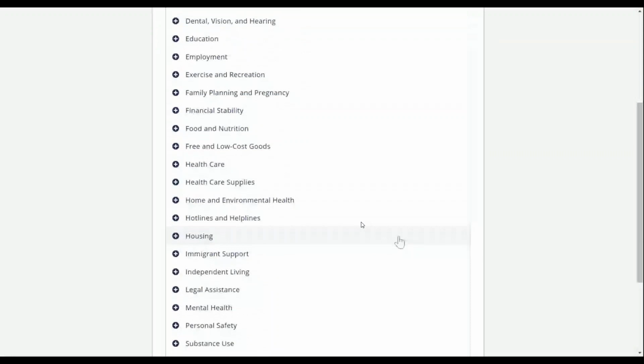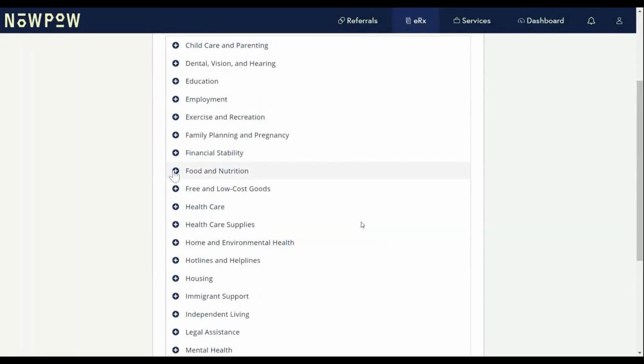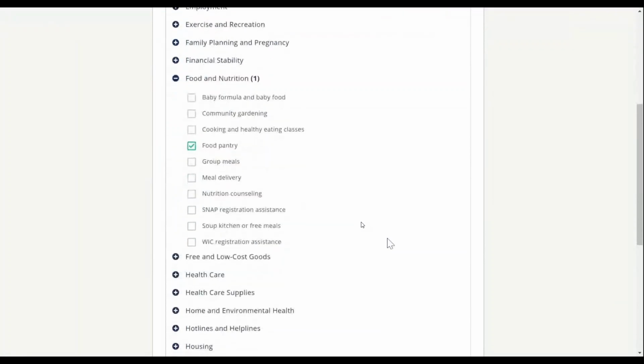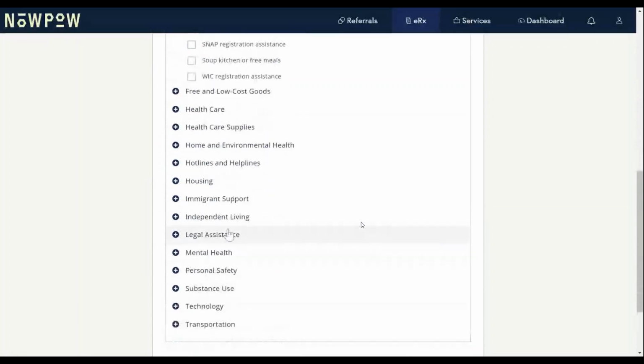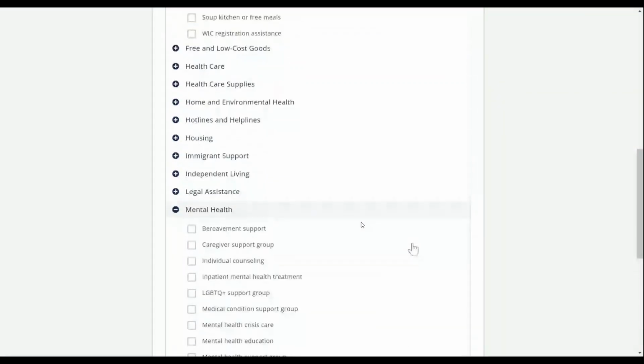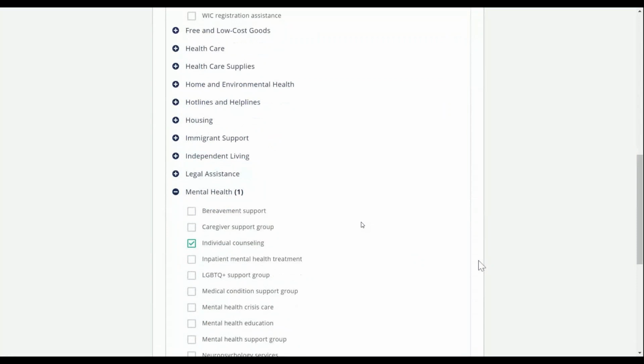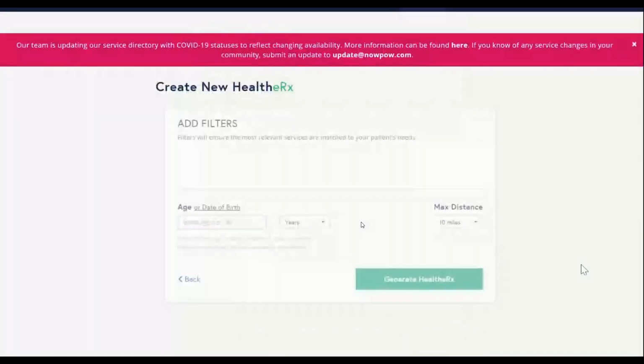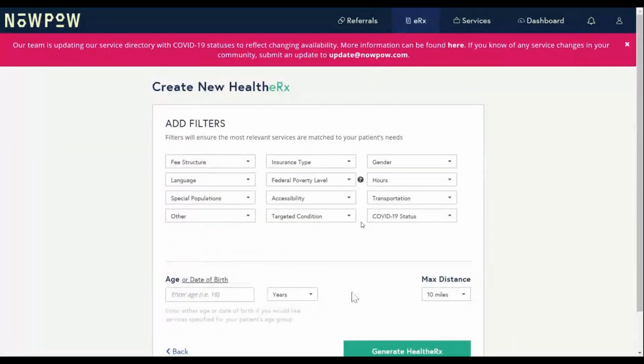So for example, let's say that we know that this patient has food insecurity. You can go under food and nutrition and you could look for a food pantry, for example. And then let's also say that they're having some mental health issues that they need help with. You can also check individual counseling, for example. You could come to the bottom and click next. And then we'll also have an array of filters that come up. So for example, if you know that they speak Spanish, you could change this. If you're looking for something that only caters to females or males, you can do that as well.